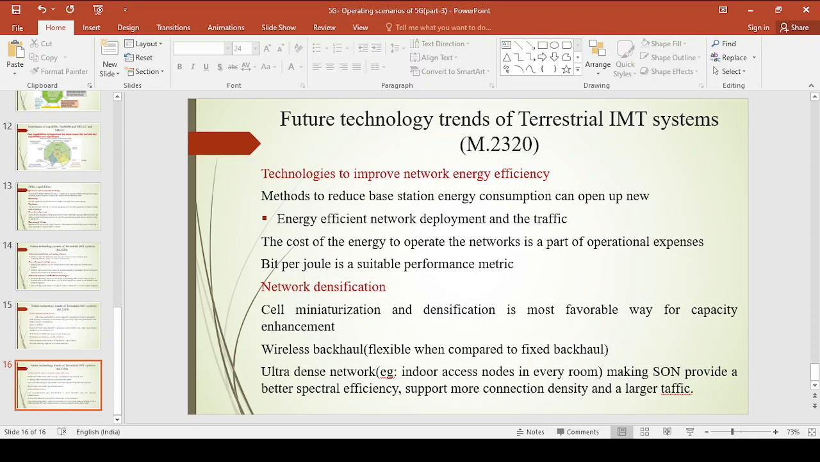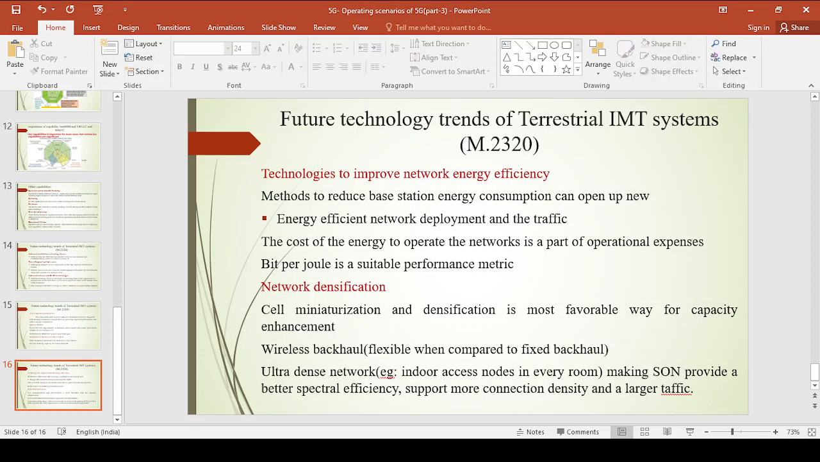And next thing is energy efficient network deployment and the traffic. And next, the cost of the energy to operate the network is the operational expenses. Now bit per joule is a suitable performance metric. These are the different techniques through which you can improve the network energy efficiency. One is the methods to reduce the base station energy consumption, which is the main thing through which you can improve the network energy efficiency. And next one is energy efficient network deployment. Bit per joule is a suitable performance metric, and the cost of the energy to operate the network is an operational expense. That means we can decrease the cost of the energy.